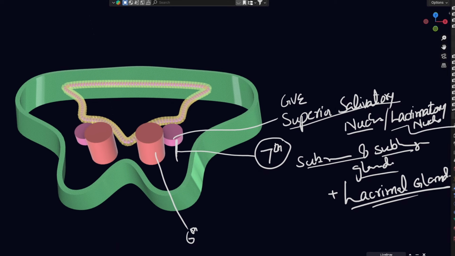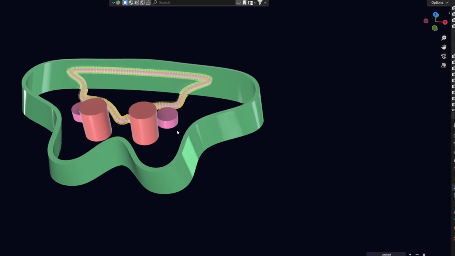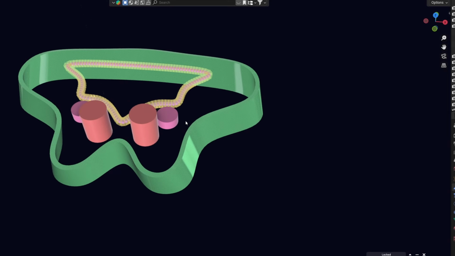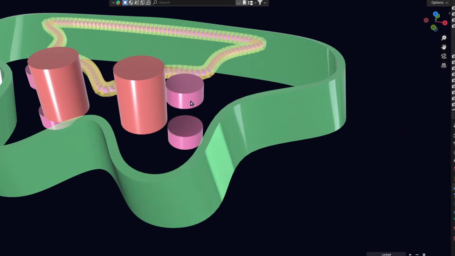It is also called the lacrimatory nucleus. So if it is superior salivatory, that means there must be an inferior salivatory nucleus as well. Otherwise, it should have been simply called salivatory nucleus. If we put the term superior, logically you should ask where the inferior salivatory nucleus is. Well, as it turns out, there is actually an inferior salivatory nucleus. So the superior nucleus supplies the submandibular and sublingual glands. So what about the parotid gland? The parotid gland is supplied by the inferior salivatory nucleus.